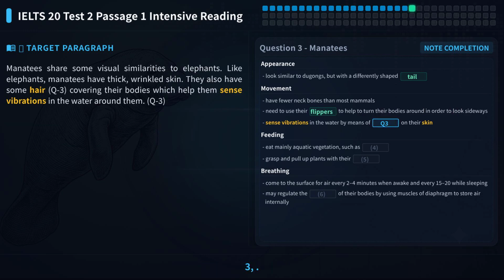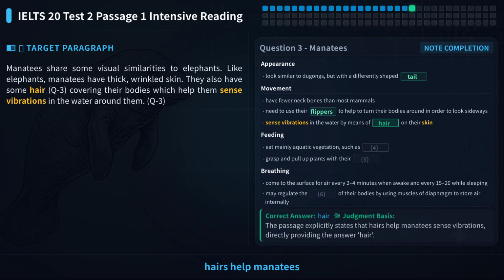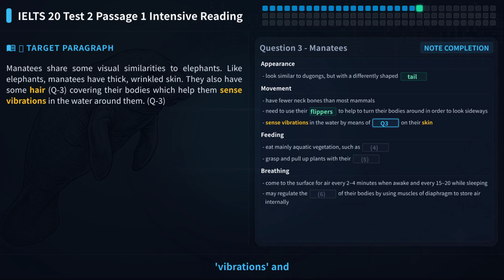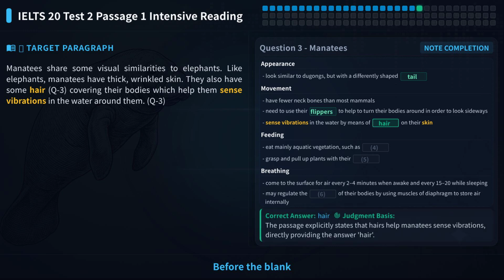Let's look at question 3. The statement says hairs help manatees feel vibrations. We need to find a noun for the blank. Clue words are vibrations and sense. Before the blank is "some", so the answer must be a plural noun.